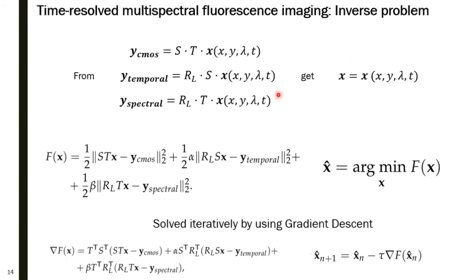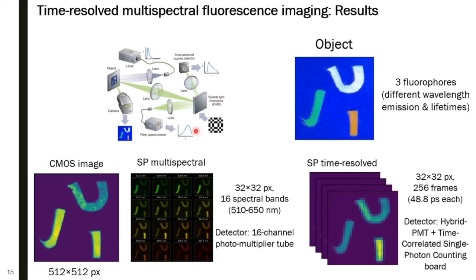So after gathering these 3 data sets, we just need to recover the object that corresponds to these measurements. And this is just an inverse problem that we can solve by using gradient descent. Basically, what we do is we formulate an objective function which has 3 different terms. Each one is a data fidelity term for each one of the cameras. And basically, we minimize this to find the 4D object. We calculate the gradient, and then we update the solution until we converge.